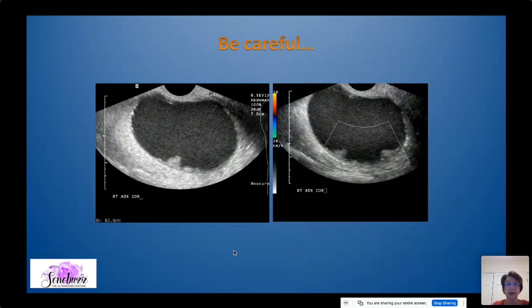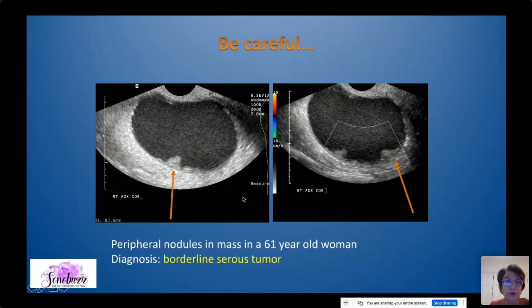Now be careful again, because this lesion, if you look very quickly, also looks like there are diffuse low-level echoes. However, this one has nodules, right? So if there are nodules like these soft tissue nodules, then this is not an endometrioma. And this turned out to be a borderline serous tumor. Of course, this was also an older woman, so she shouldn't have an endometrioma to begin with, unless she's on some medication. So be careful, make sure that you don't miss those nodules in the wall.